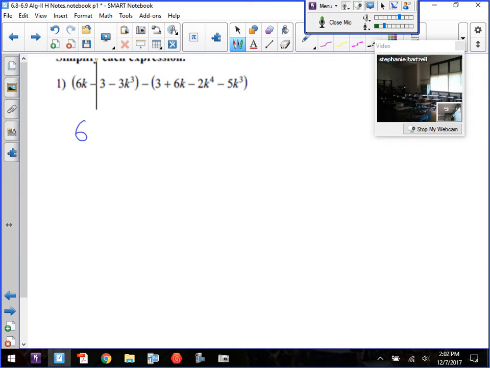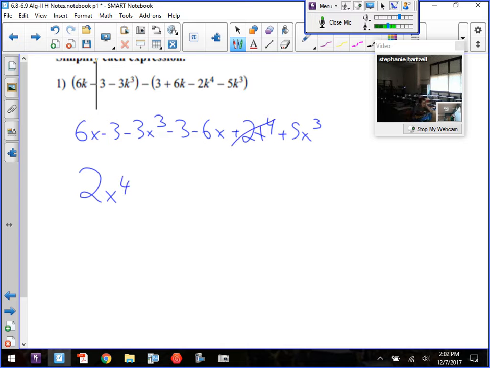And these, like I said, are pretty quick. You get 6x minus 3 minus 3x cubed minus 3 minus 6x. And then just combine your terms. Like I said, these are pretty quick. Start with the fourth, go to your thirds. 6x is dropped, and you wind up with a minus 6. Okay.